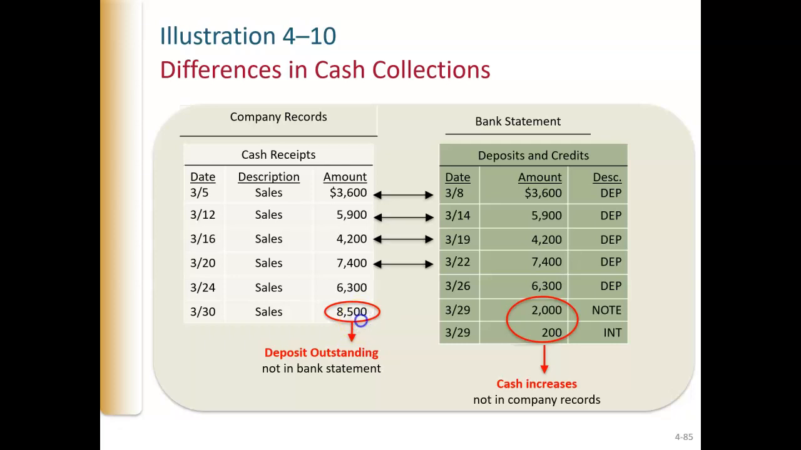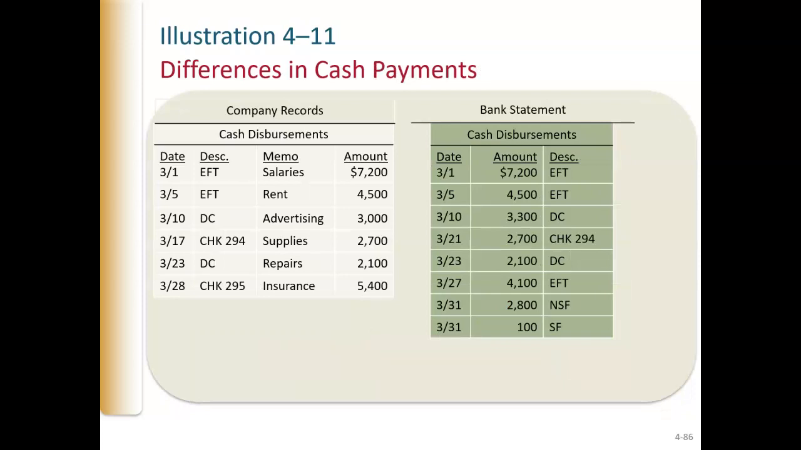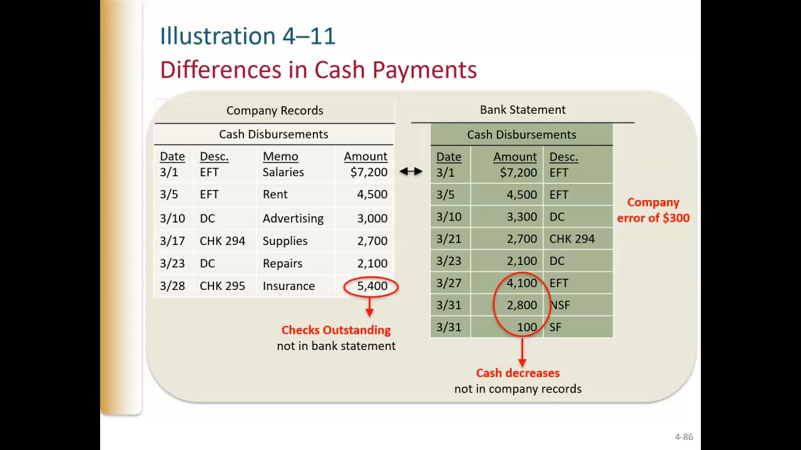So, you see, look at cash payments. The salaries happened. The rent occurred. Oh, look there. The company said the advertising was $3,000, but clearly the bank showed it to be $3,300. So the company made an error. When they keyed it into their system, someone keyed in $3,000, not $3,300. So that's an error the company did that we need to fix.